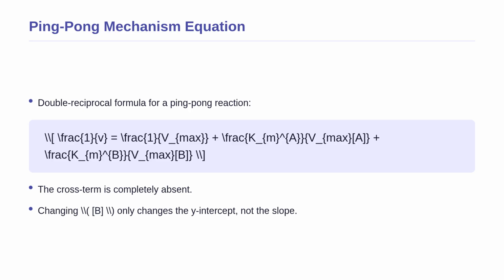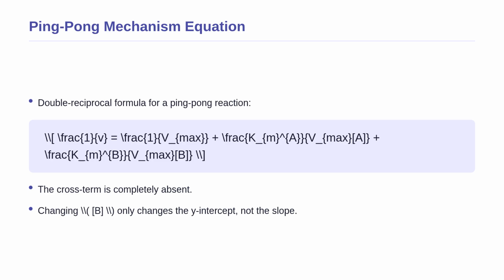Now, let us contrast this with the ping-pong mechanism. Remember, here the enzyme processes one substrate completely before touching the next. Because the two substrates never meet, they do not directly interact. This physical separation simplifies the mathematics significantly. Notice how this formula is identical to the sequential one, except the final complex cross term is completely gone.